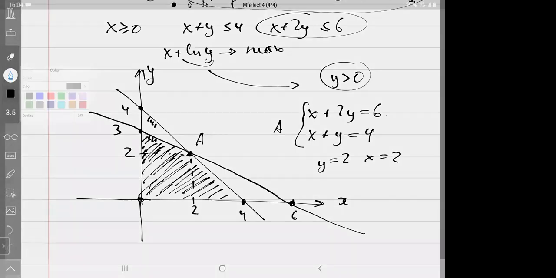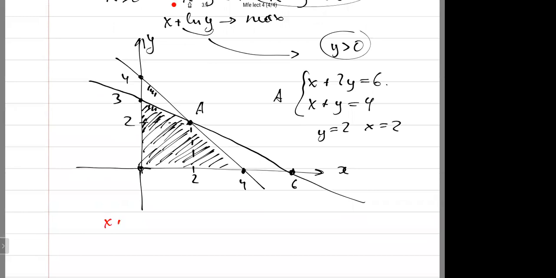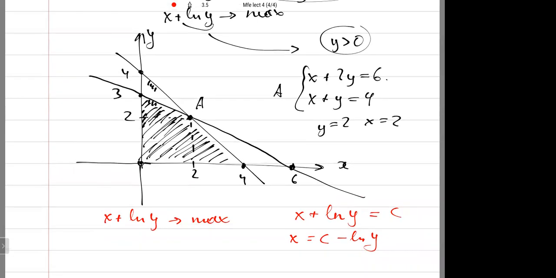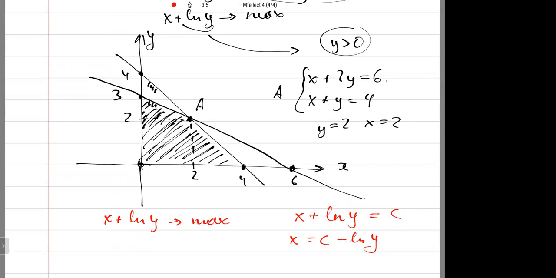My goal function is to maximize x plus logarithm of y. I need to maximize. I draw a level curve of this, sorry, C. I draw the level curve for this function. X is C minus logarithm of y. C minus logarithm of y works like, what is it? It will be.